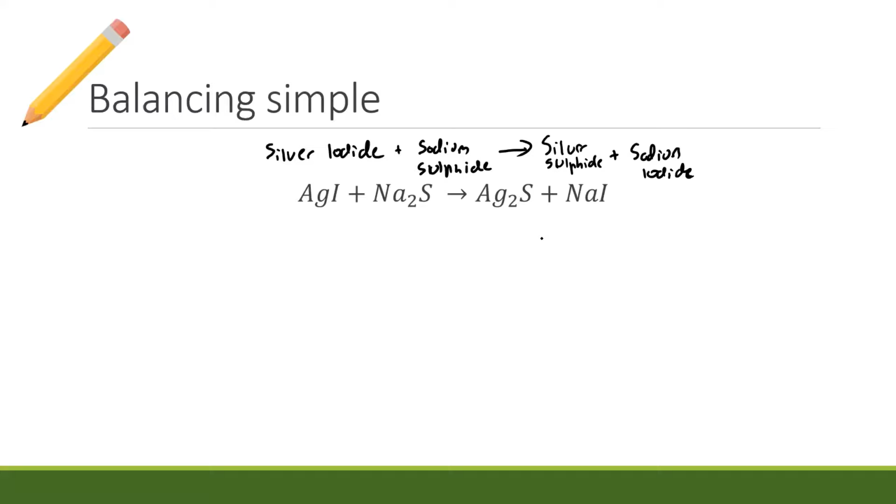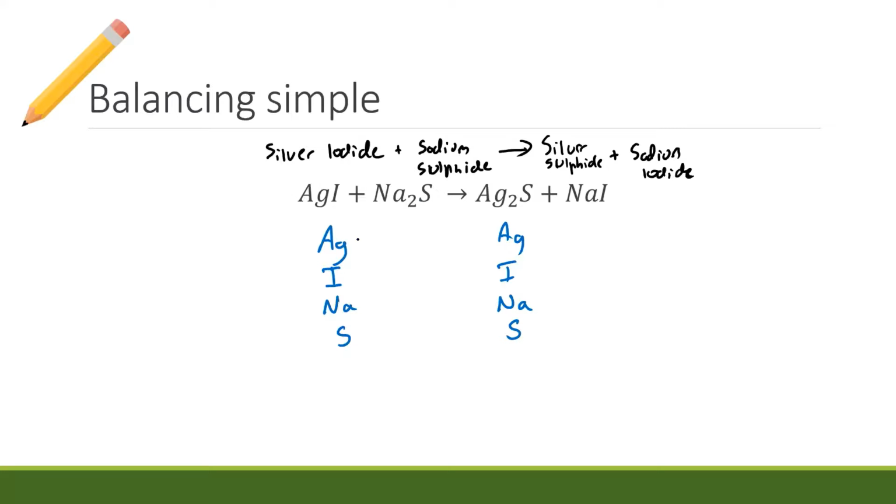Now, how would I balance this equation? What I would do is start with the metals. Actually, I'm going to list every atom. We've got silver, iodine, sodium, and then sulfur.